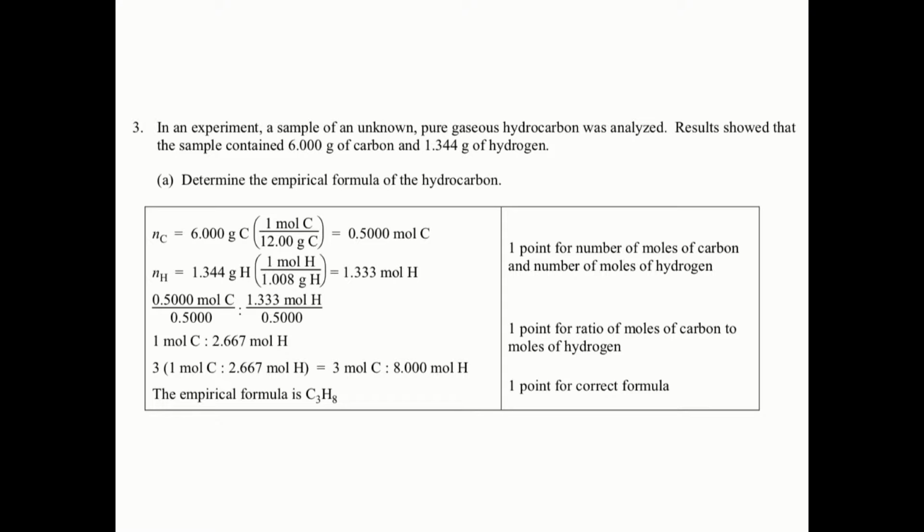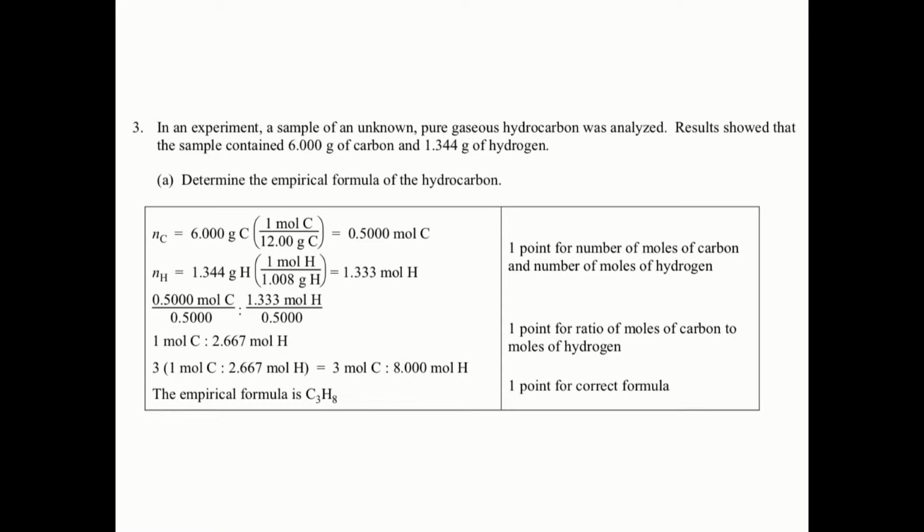All right, so in this problem, it tells you in an experiment, a sample of an unknown pure gaseous hydrocarbon was analyzed. Results show that the sample contained 6 grams of carbon and 1.344 grams of hydrogen. Determine the empirical formula of the hydrocarbon. So they've actually made it really easy because they directly told you the number of grams of each of your elements. And so what you're going to need to do is to convert each of those into moles. So you'll go from grams of carbon into moles of carbon, grams of hydrogen into moles of hydrogen.